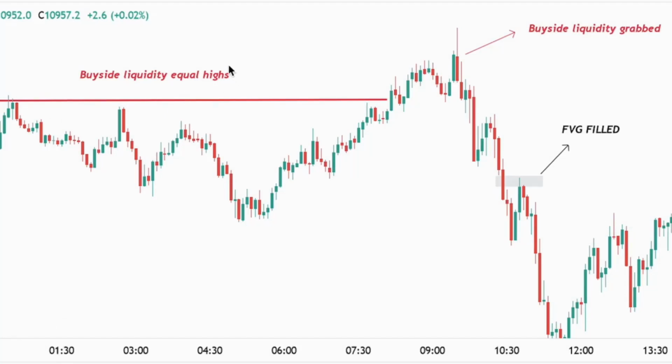In this third example, we are using a 5-minute Nasdaq chart. There is buy-side liquidity resting above these equal highs. Market makers will move price higher to take liquidity before dropping down. As a smart money trader, we won't take a short position using fair value gaps until the buy-side liquidity has been grabbed. So after this bearish break of structure, we can take a short position once the fair value gap is filled.